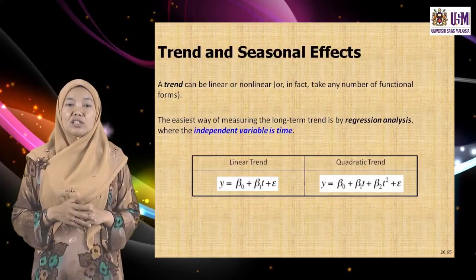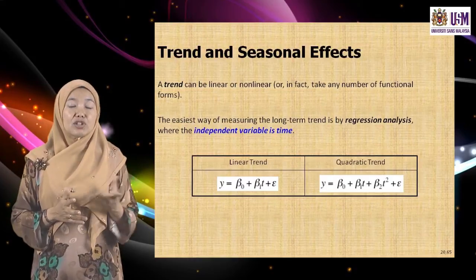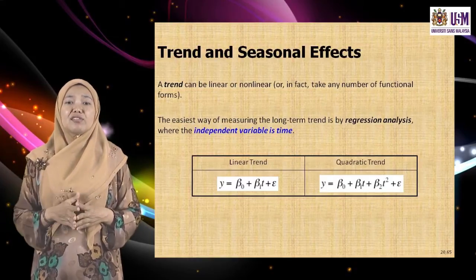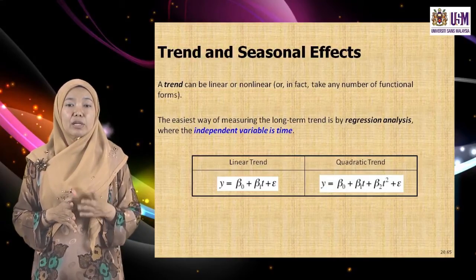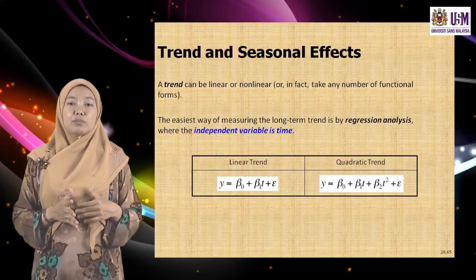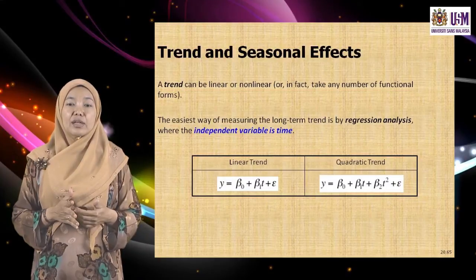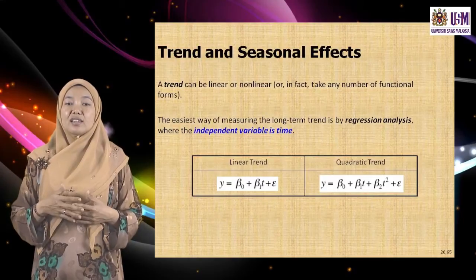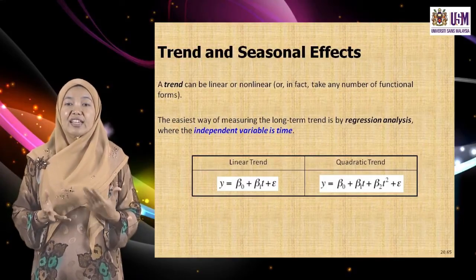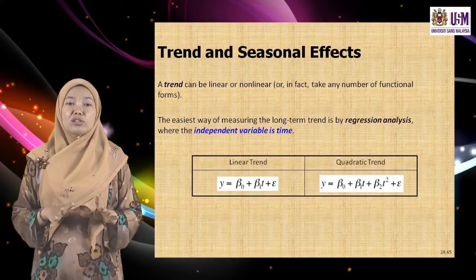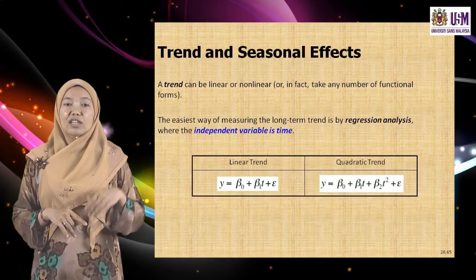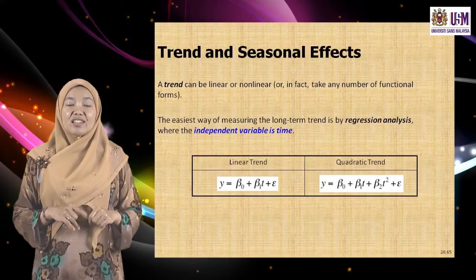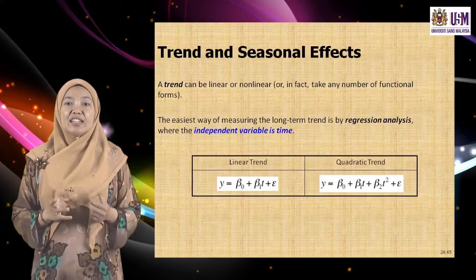The one on the left hand side is the linear trend, while the one on the right hand side is y equals beta 0 plus beta 1 multiplied by t, plus beta 2 multiplied by t squared plus the error term. That is an example of a quadratic trend. But don't worry, most of the time we stick to the linear trend. If you do not have a linear trend, you can take the log of your data such that you can use the linear trend.